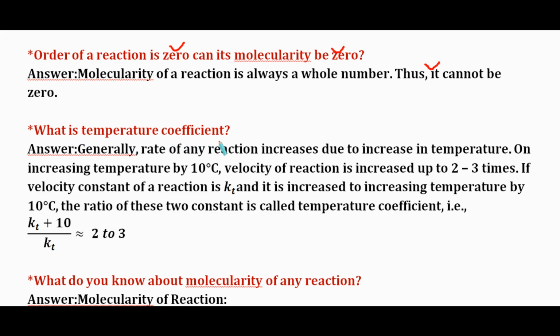What is temperature coefficient? Generally, rate of any reaction increases due to increase in temperature. On increasing temperature by 10 degrees Celsius, velocity of reaction is increased up to 2-3 times. If velocity constant of reaction is kT and it is increased on increasing temperature by 10 degrees Celsius, then the ratio of these two constants is called temperature coefficient, and this is the formula: kT plus 10 upon kT is approximately 2 to 3.